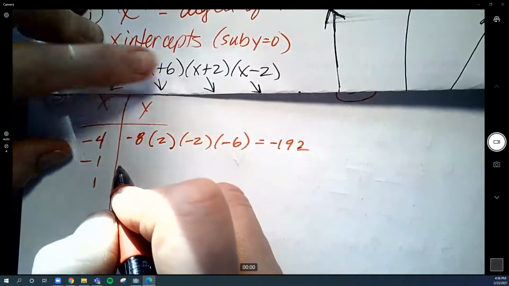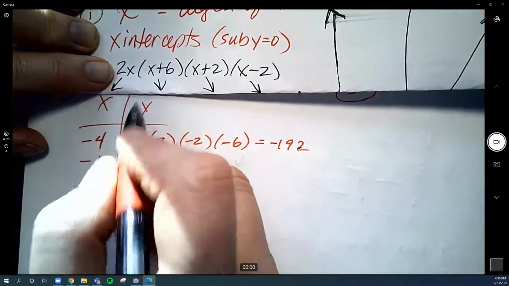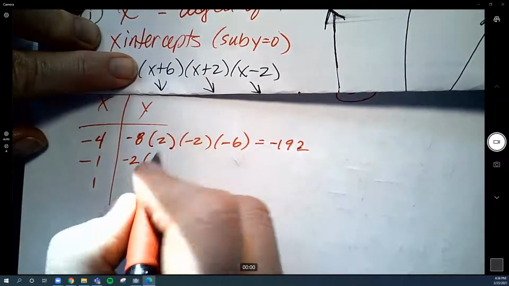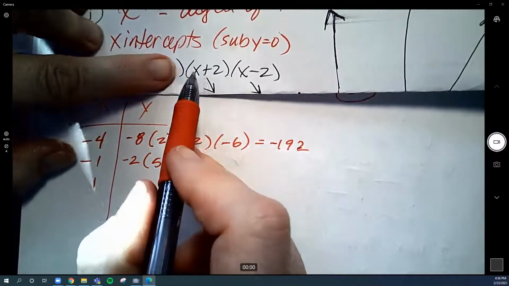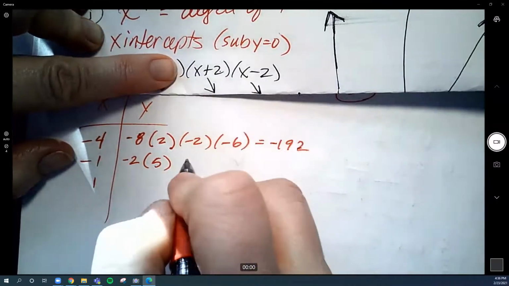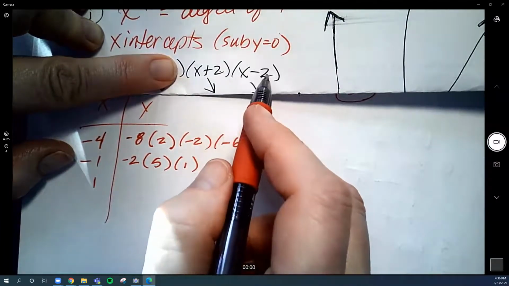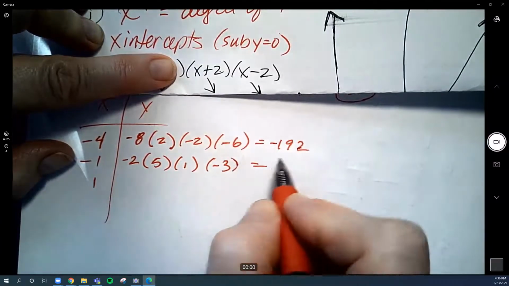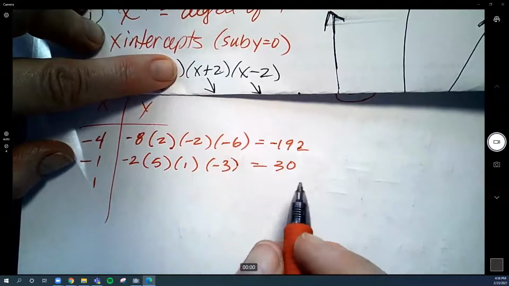Let's try another one at -1. 2 times -1 is -2. -1 plus 6 is 5. -1 plus 2 is 1. And -1 minus 2 is -3. And that's going to give me -10 times -3, which is 30.